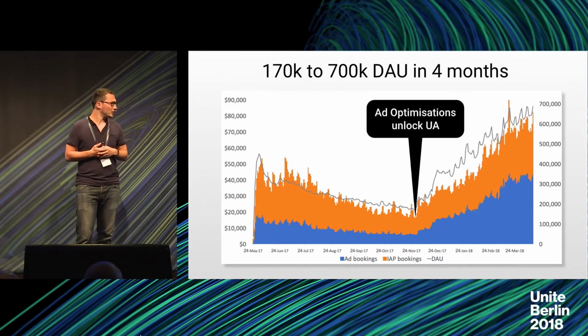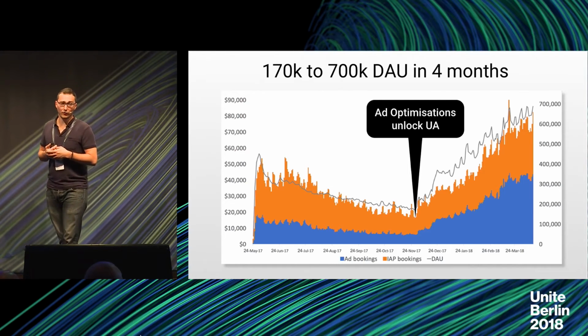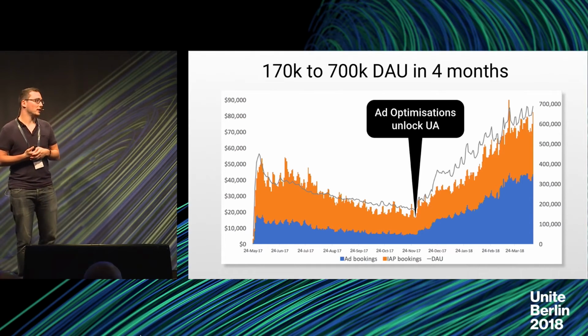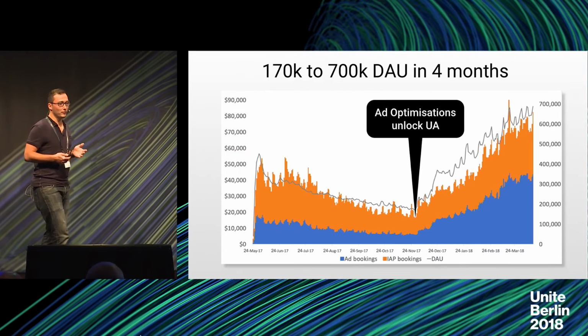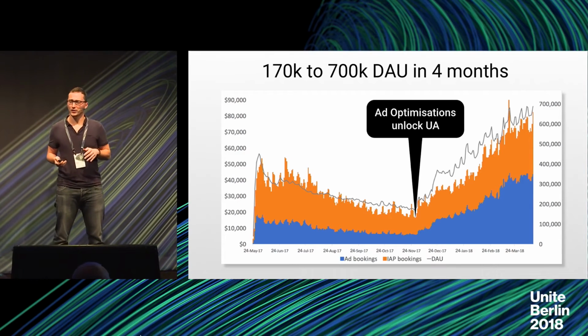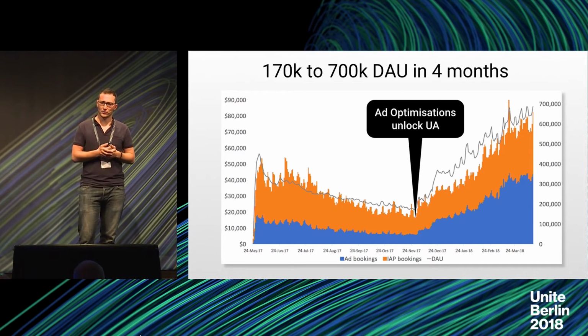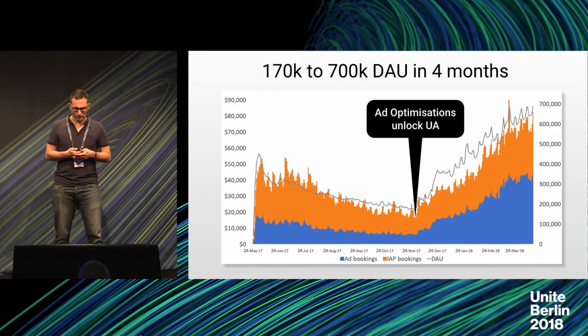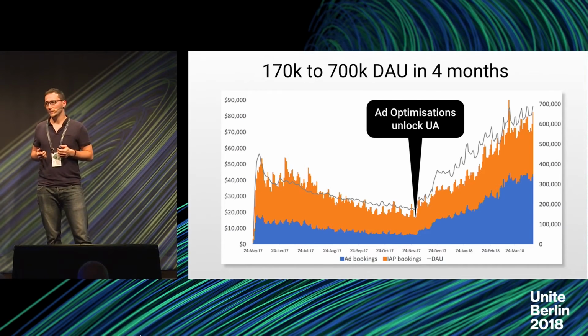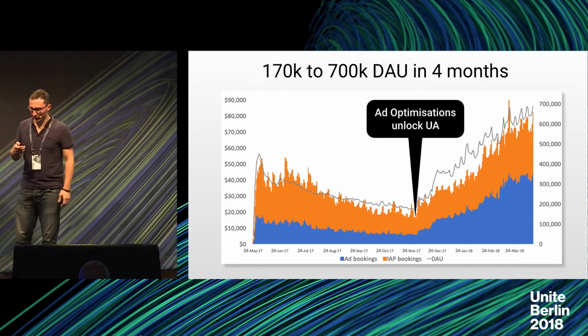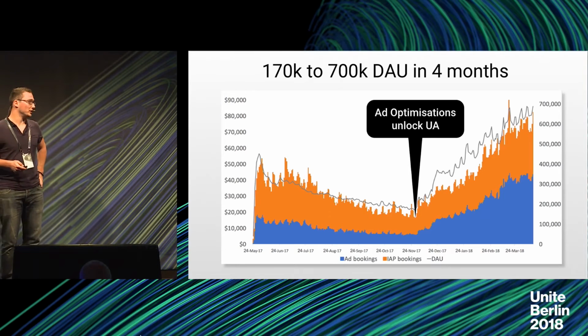In 4 months, our DAU increased by 4x. We went from 170,000 DAU to 700,000 DAU. Our revenue went up by 4.5x. Now we're making between $80,000 and $100,000 a day. And we're even more profitable than we were before. So all that new scale was only possible because of ad optimization and the user acquisition possibility that it unlocked. And we've learned a lot in that journey.